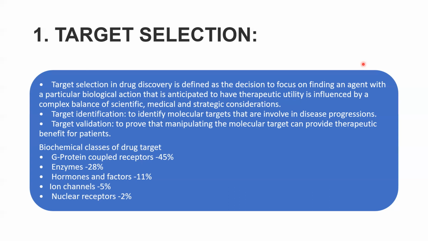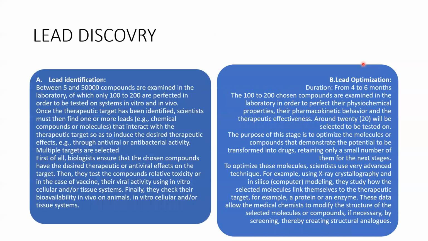Some of the important targets are G protein coupled receptors. These are a type of protein receptors in our body. Around 45% of drugs target these. Enzymes are around 28%. Then hormones and factors. For example, in the case of breast cancer, there are special types of hormones produced in the breast, and some of the drugs attack the effectiveness of the hormone. Next are ion channels, and the nuclear receptors also play a very important role.